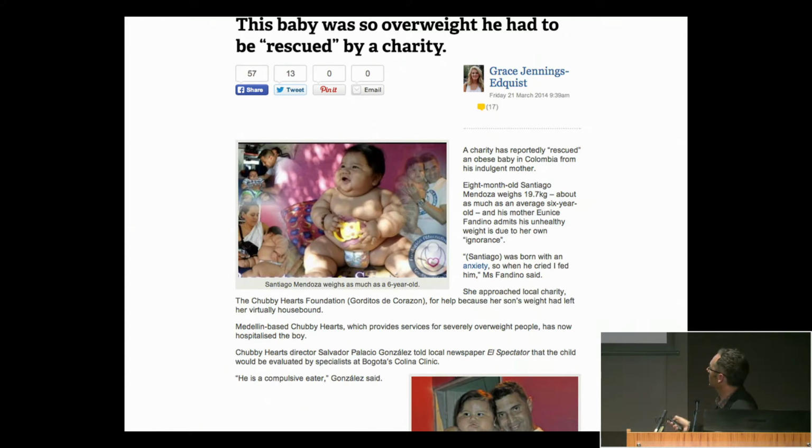And the crucial thing here is, his mum said he was born with an anxiety, so when he cried, I fed him. And it's quite possible that this would be the phenotype of a child with a mutation in the leptin gene, where the child never feels full, always hungry, because that's the phenotype of that Pakistani boy as well. And there was a lot of comment about this, largely negative, stigmatising obesity, stigmatising mum for not being a good mum, whereas perhaps we could think about the possibility that this child has a strong genetic cause of being obese. Look at that and try and understand it a bit better.